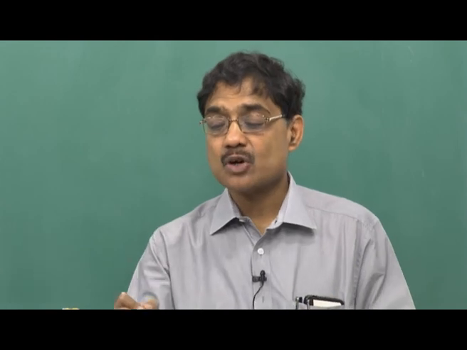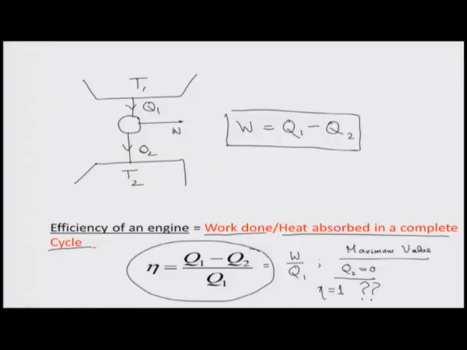So, the system absorbs heat Q1 and converts it to work. Then the efficiency will be unity, and that is a fantastic situation. The amount of heat I supplied entirely gets converted to the work done. The question is, is it possible to construct an engine whose efficiency is perfectly 1? We will come to the answer to this question very shortly.